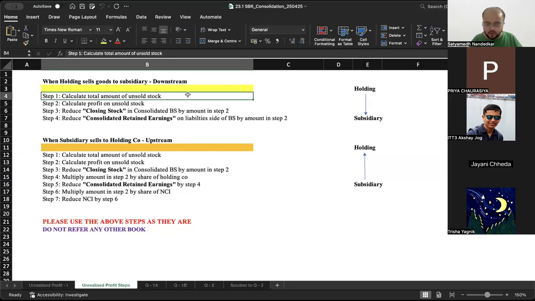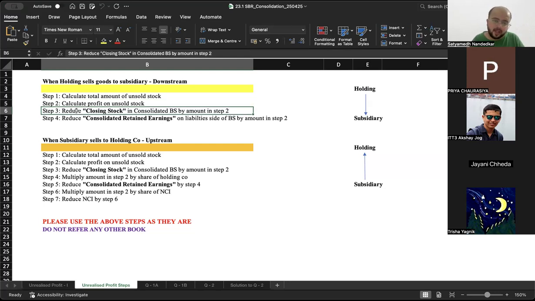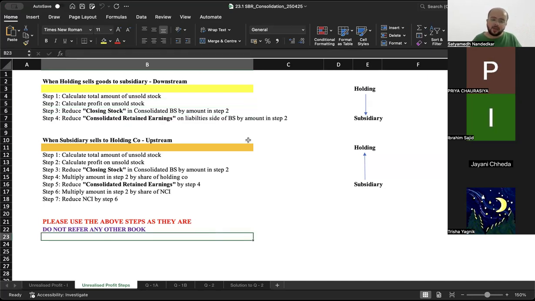इस केस में आप क्या करेंगे? Calculate the amount of unsold stock, calculate the profit on unsold stock. ठीक है, when you calculate the profit on unsold stock, वो जो भी आपका value आएगा, reduce the closing stock in consolidated balance sheet by the amount in step 2 and reduce consolidated retained earnings on liability side of the balance sheet by the amount in step 2. So प्रॉफिट ऑन अनसोल्ड स्टॉक दो जगह से सब्ट्रैक्ट करना है. See, this is profit recorded by the holding company. होल्डिंग कंपनी का प्रॉफिट कहां पर होता है? होल्डिंग कंपनी का प्रॉफिट is in the consolidated retained earnings. तो आप कहां से सब्ट्रैक्ट करेंगे? You will subtract it from consolidated retained earnings and you will reduce it from the closing stock.